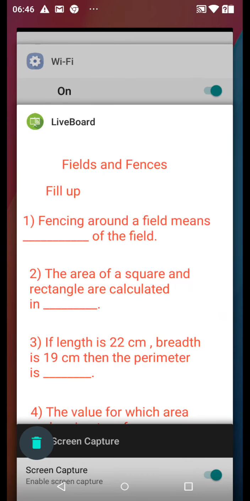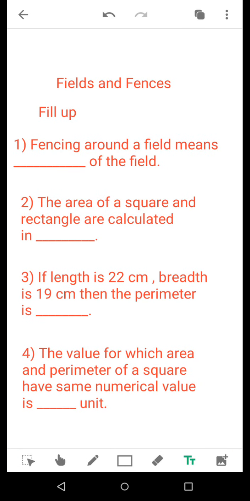Good morning, dear students. Today, based on the topic fields and fences, there will be some solved questions and some unsolved questions. First of all, we will begin with unsolved questions. Now, here it is a fill up question, and here you will write the full statements along with the missing word, value, or any unit you have to put.